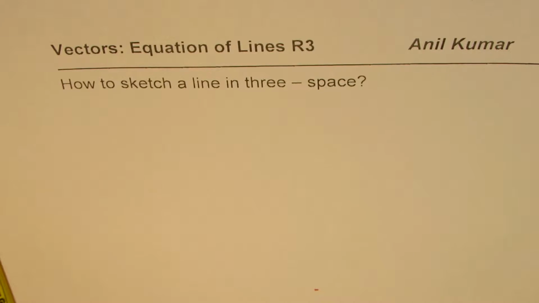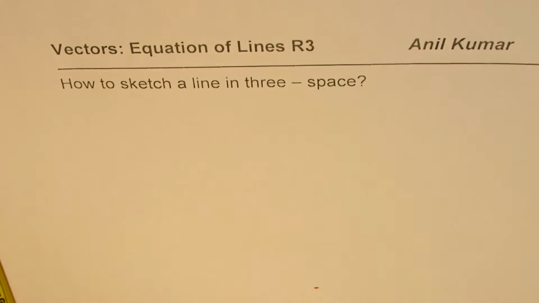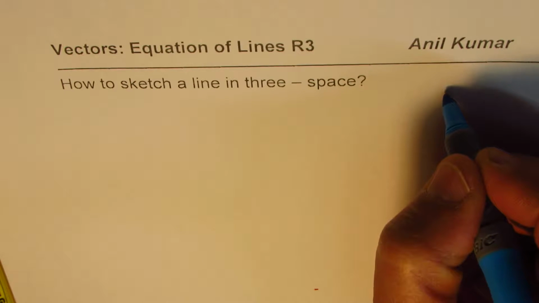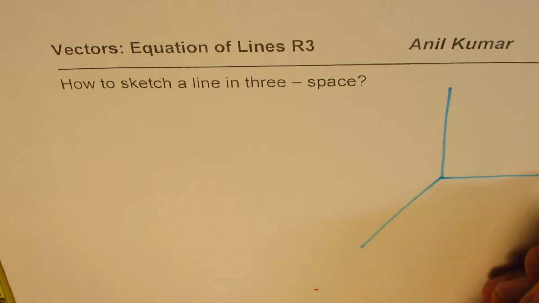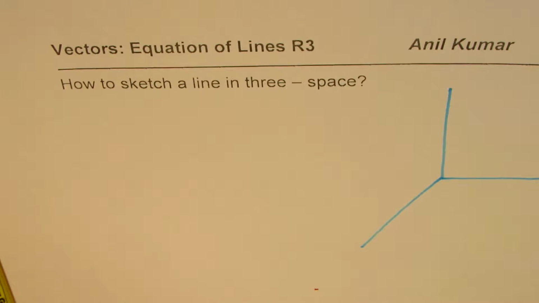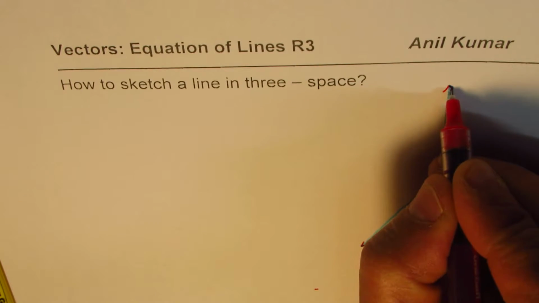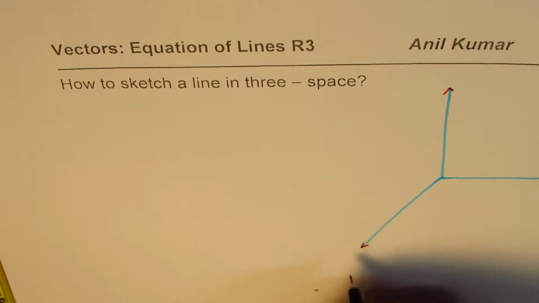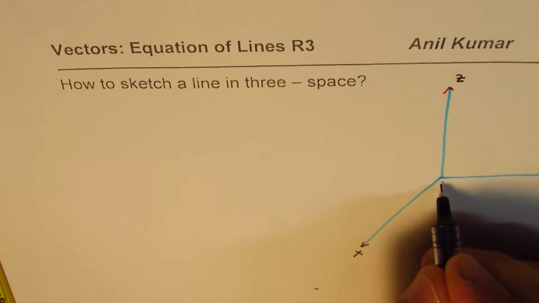Okay, so now the question before us is how to sketch a line in 3 space. That is a very important question, so many times asked by students. So what I'll do here is sketch the coordinate plane for 3 space, right? Visualize as if this is the wall in front of you and that's the side. So this is the room in which you are sitting. That is your space, right? So this is 3 space and it will always go X, Y, and Z. So this is our X-axis, Y and Z-axis, right? And of course that's the origin.